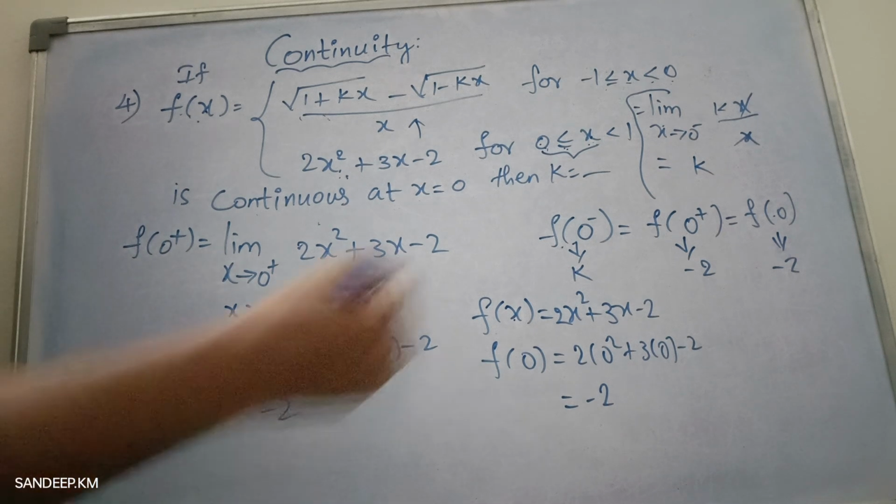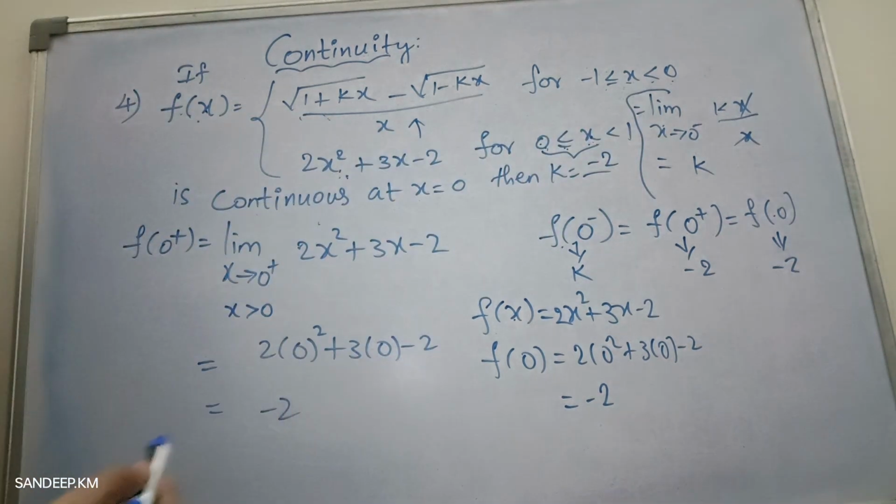What is the answer for this question, dear students? k value is minus 2. In this case, value of the function is not needed. But anyhow, I hope you understood. We'll go with next question.